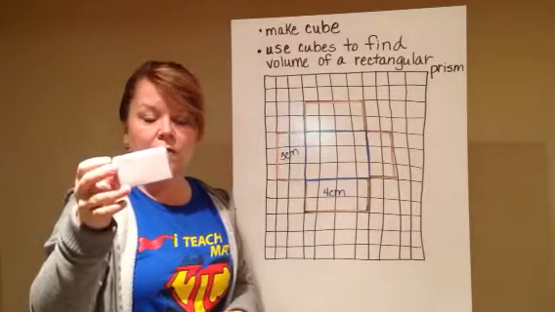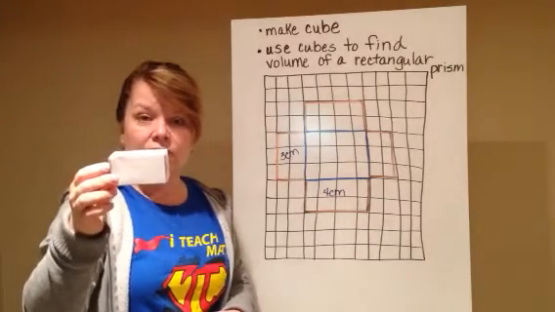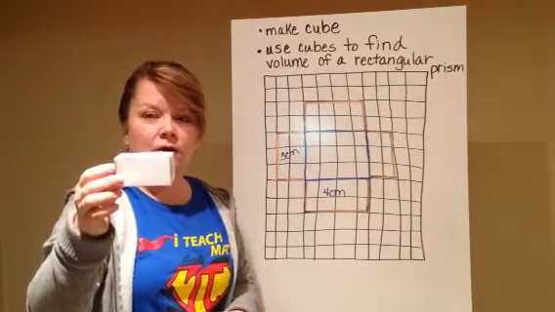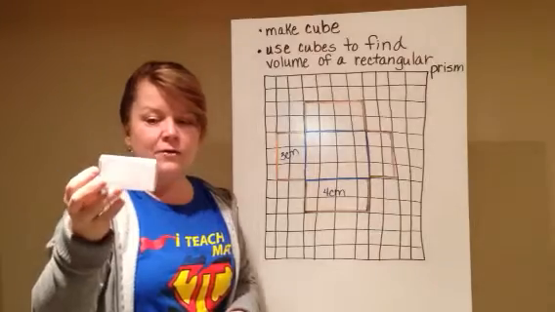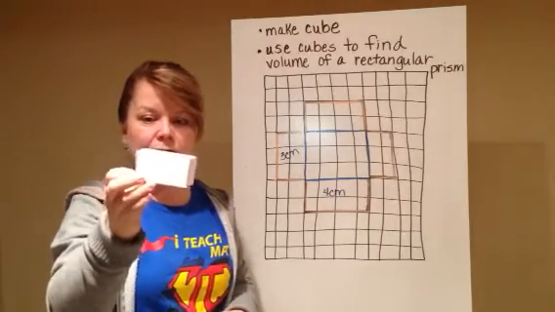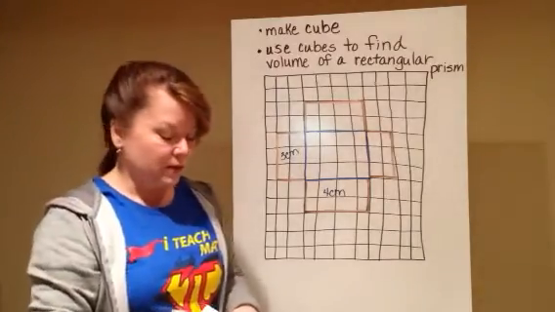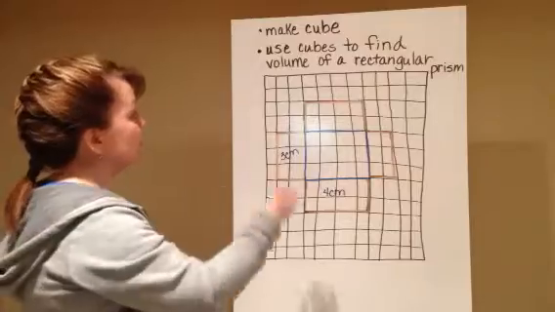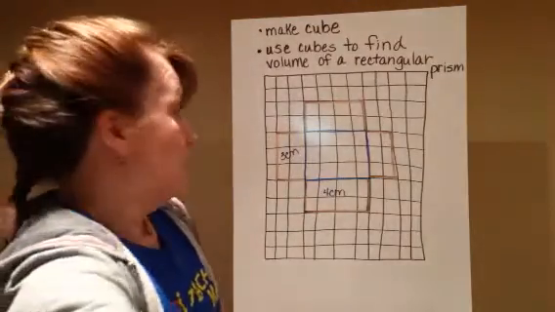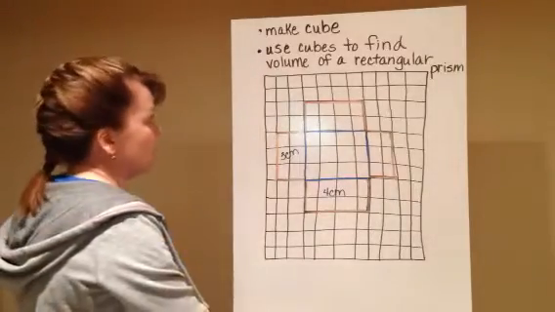You'll actually make a rectangular prism, and you'll have to try to figure out how to find the volume of it. I'll give you a hint: filling the bottom of it and figuring out how many layers it's going to take might help. Again, you're going to be using some nets, you're going to make some different three-dimensional shapes, and you're going to try to find the volume of those shapes.